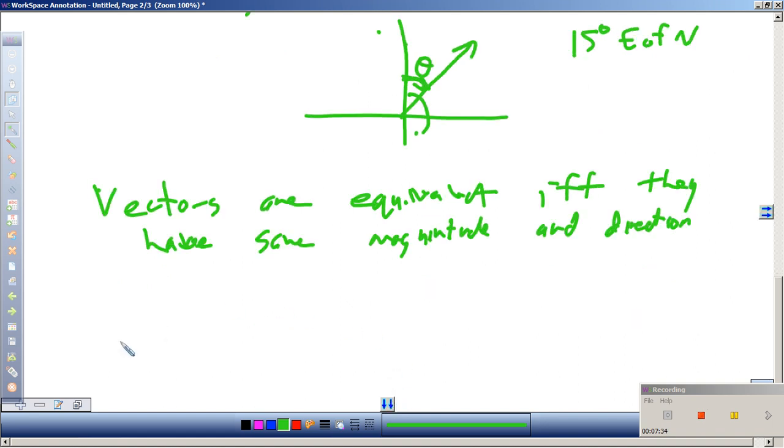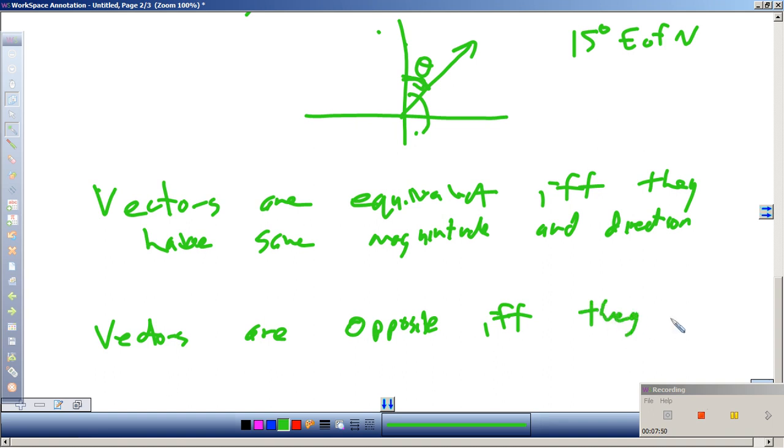Okay, what about opposite vectors? What do you think that is? Yeah, the same magnitude but opposite direction. So vectors are opposite if and only if they have the same magnitude and opposite direction.